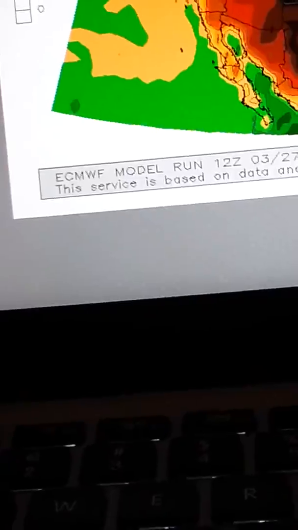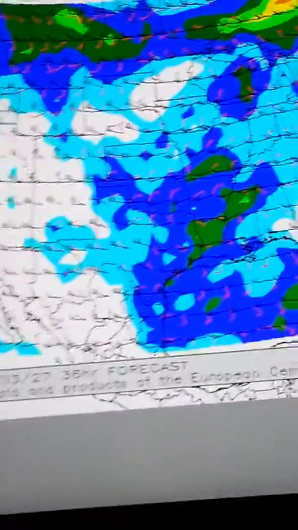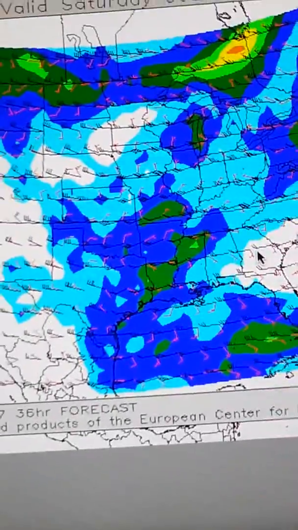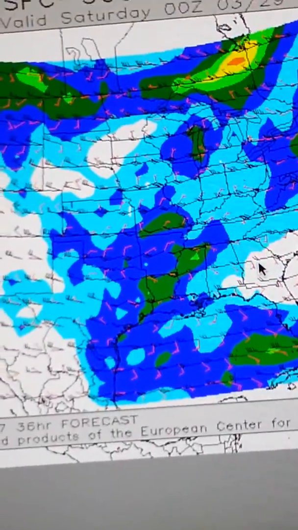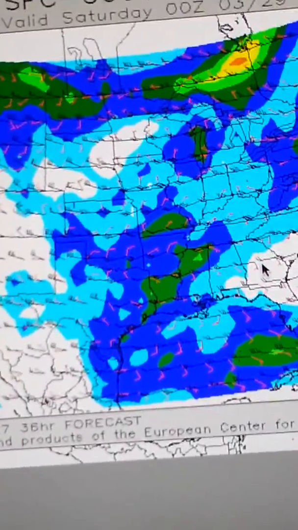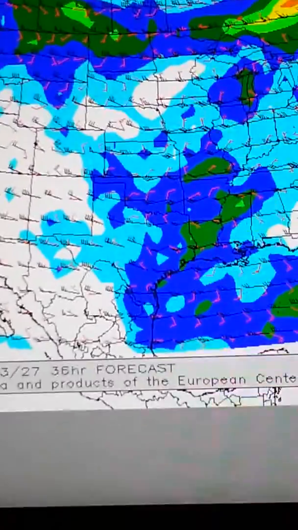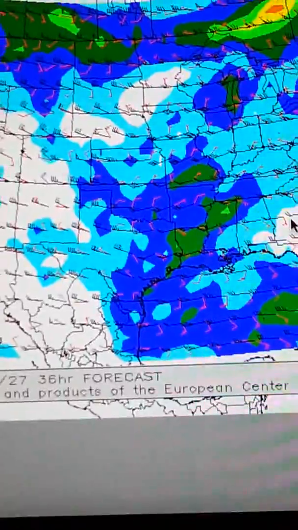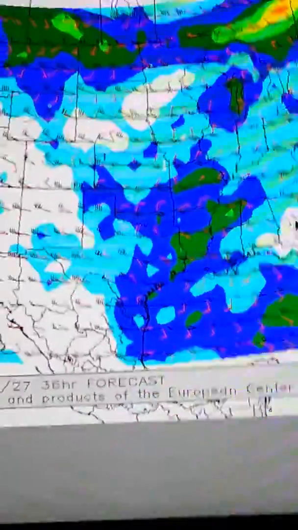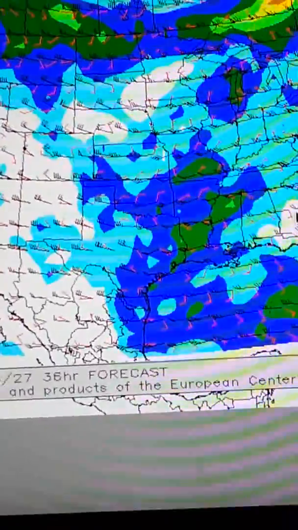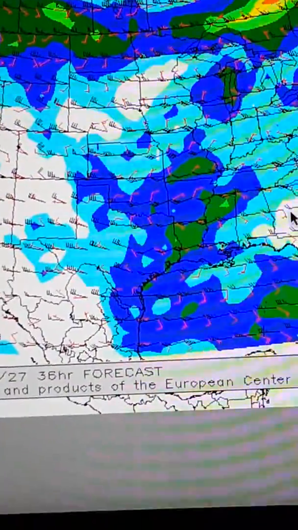Now, the last thing, shear. Now, shear is also very important because what that does is that increases the rotation in the atmosphere, so it allows supercells with rotating updrafts to form. Now, shear values aren't going to be as impressive as they were today. They were really impressive today in certain areas, and that's why you got quite a few supercells with tornadoes today.